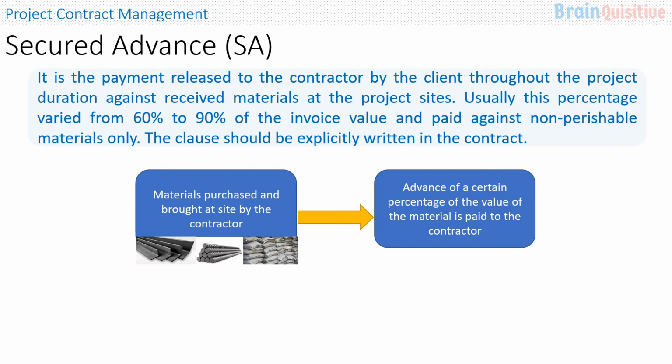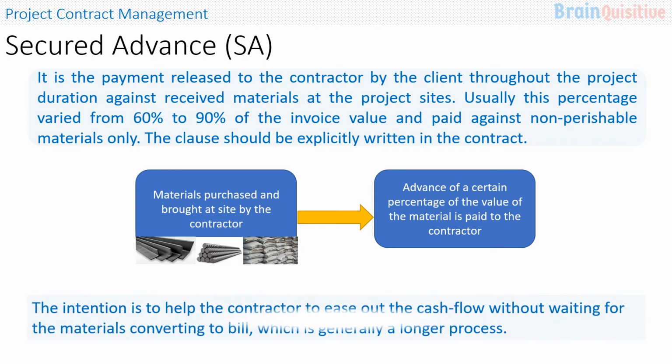It is the payment released to the contractor by the client throughout the project against the received materials at the project sites. Usually the percentage varies from 60 to 90% of the invoice value and is paid against non-perishable materials only. The clause should be explicitly written in the contract. The intention is to help the contractor ease their cash flow without waiting for the materials to be converted to the bill, which is generally a longer process.